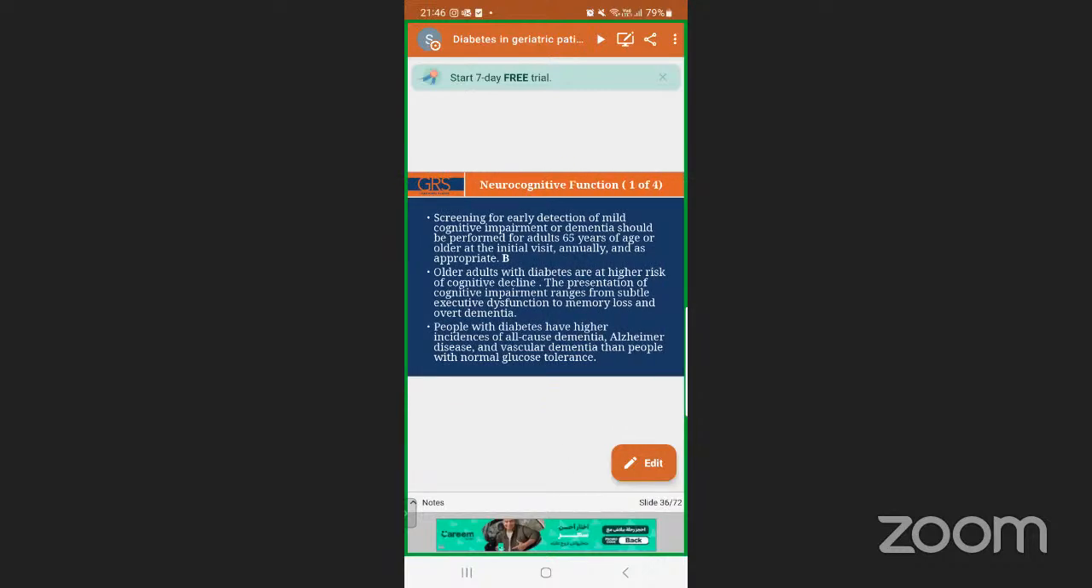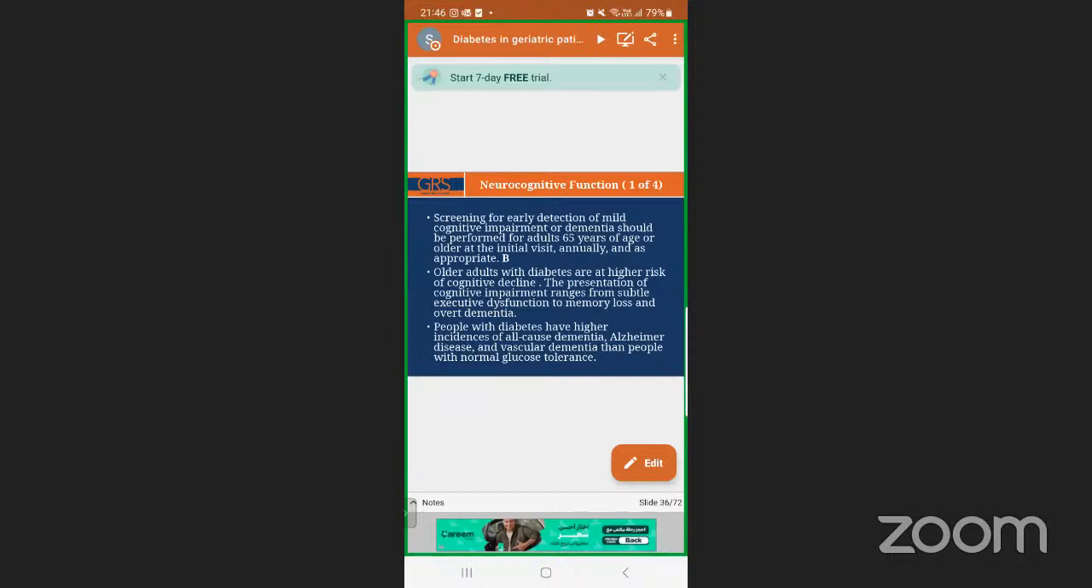A very important domain to talk about in older adult patients with diabetes is neurocognitive function. Screening for early detection of mild cognitive impairment or dementia should be performed for adults 65 years of age or older at the initial visit and annually, as appropriate.